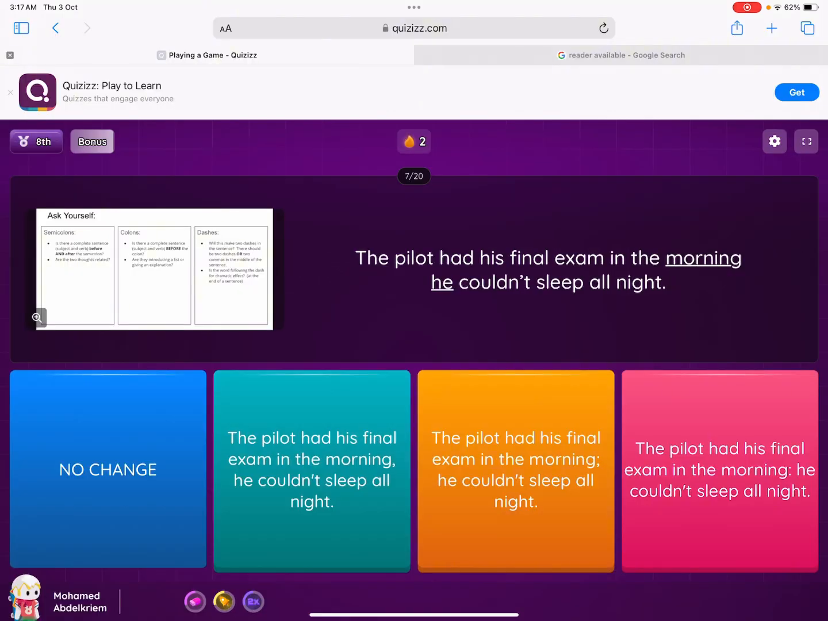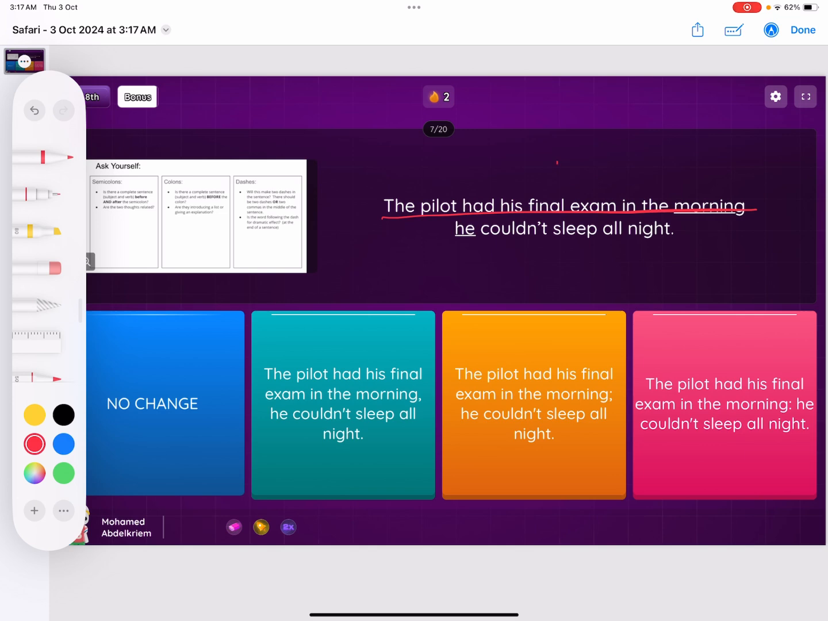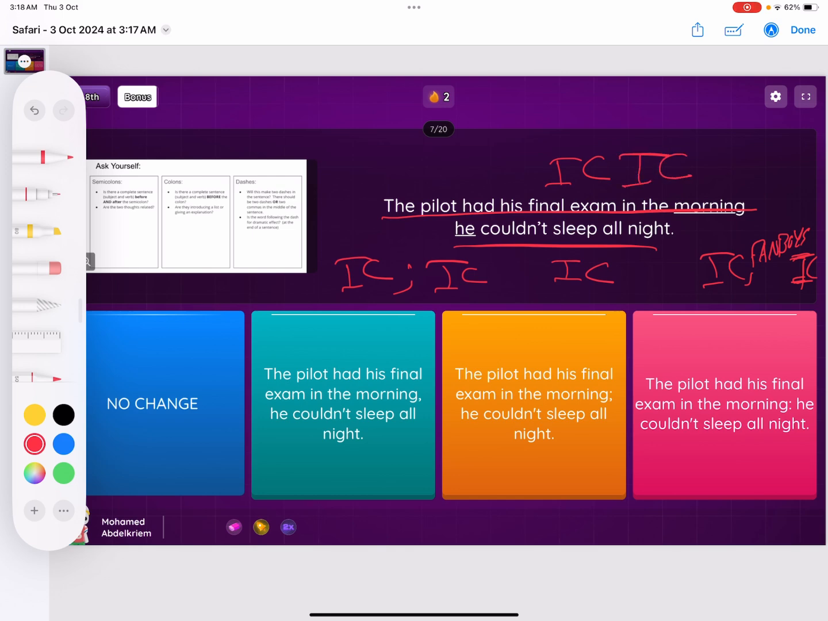All right, number 8. The pilot has the final exam in the morning. So this is an independent clause. And then he couldn't sleep all night. This is another independent clause. And we said whenever we have two independent clauses, you can use a semicolon to set them off, or you can use a comma and any of the fanboys. So let's check which one we have here. No change here. He did not use anything, so he used two independent clauses right after each other. And we said before, using two independent clauses right after each other is wrong and it's called a run-on. All right, and this is grammatically incorrect. So no change is wrong.